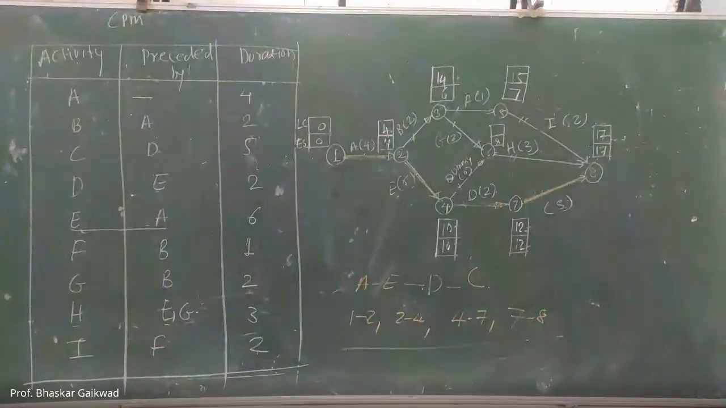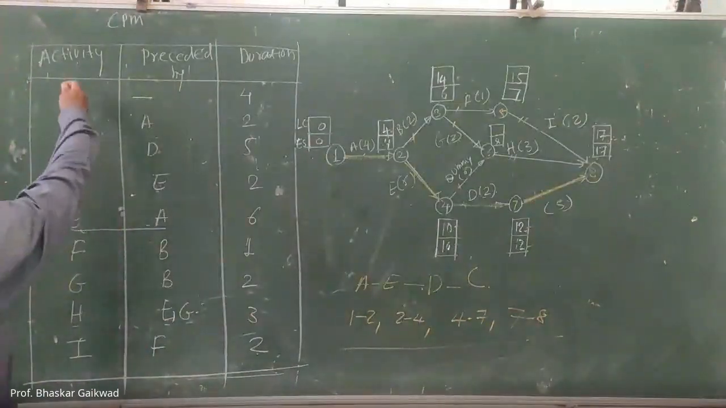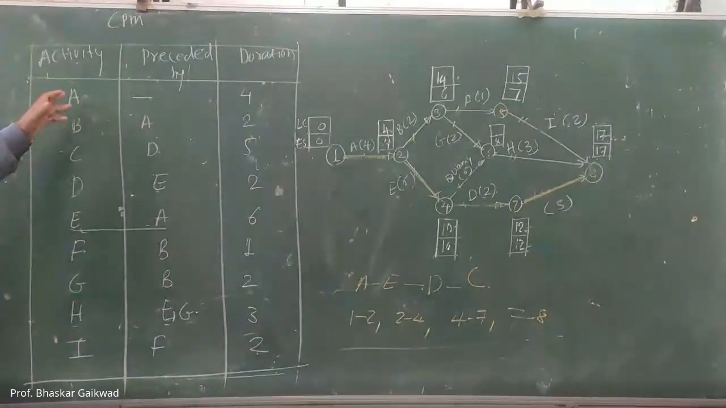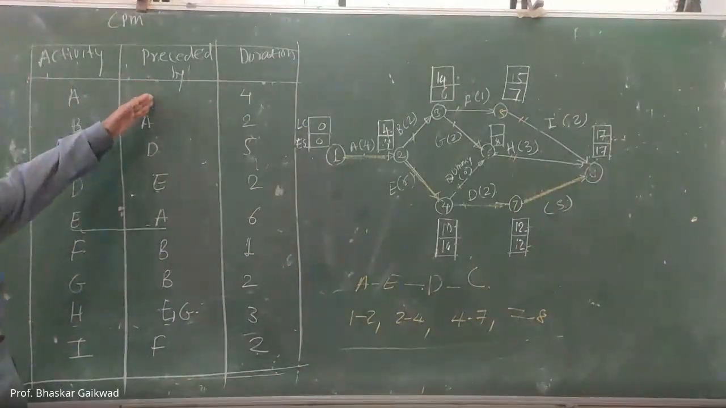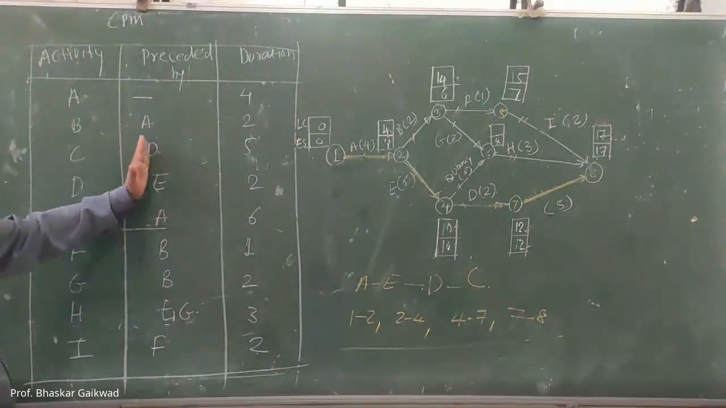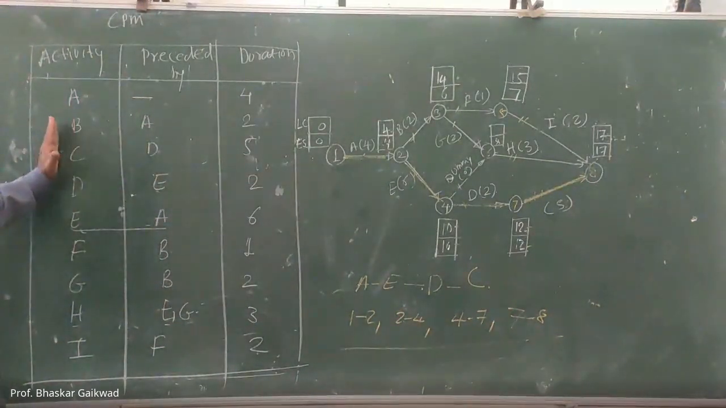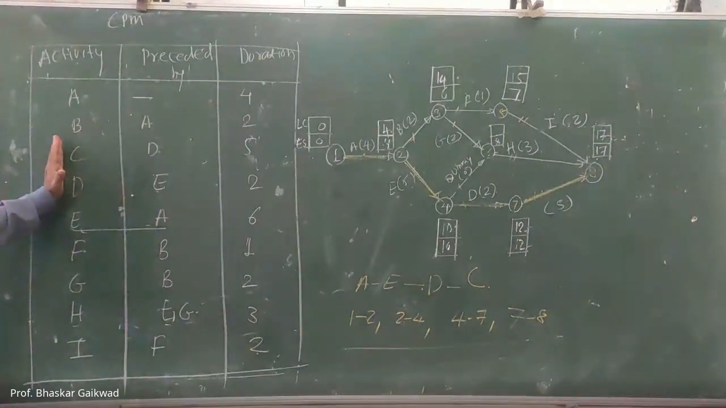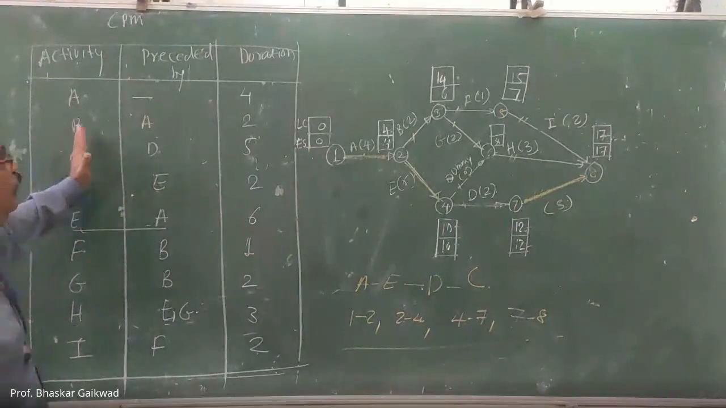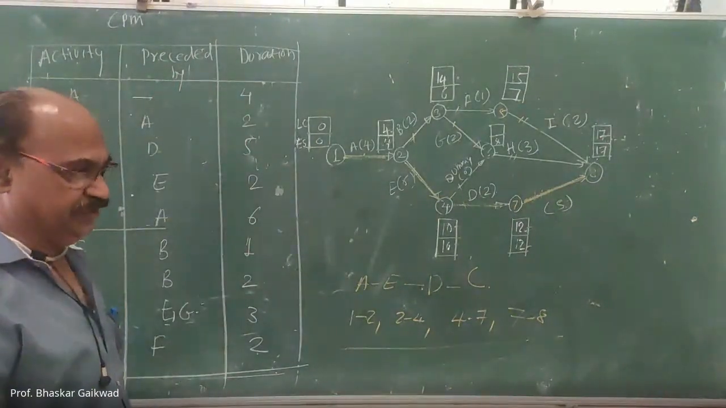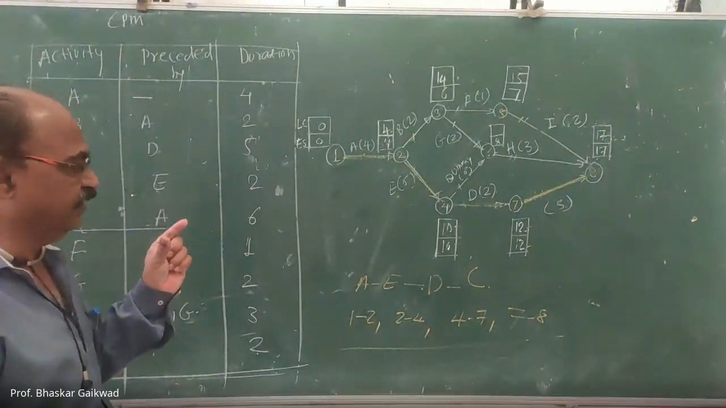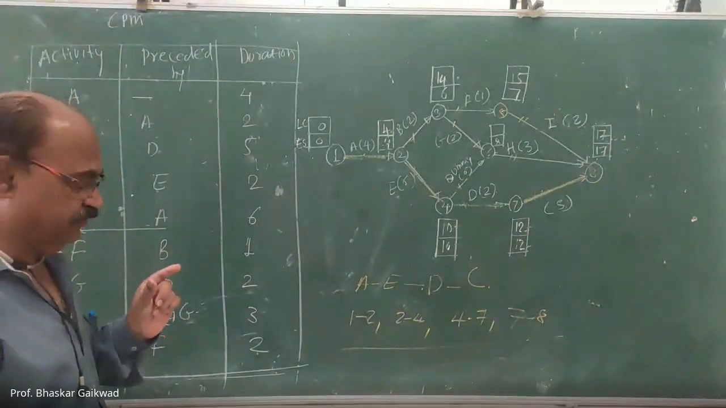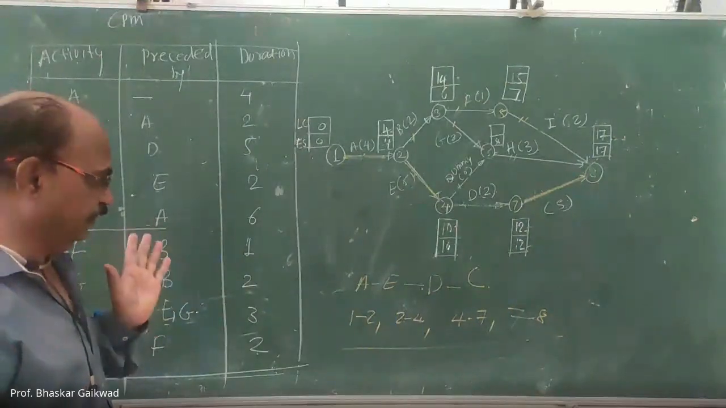Here these are the activities. Okay. And this is a preceding activity, means after completing this, this will start. Correct? And here it is the duration of that activity given, means how much time is required to complete that activity.